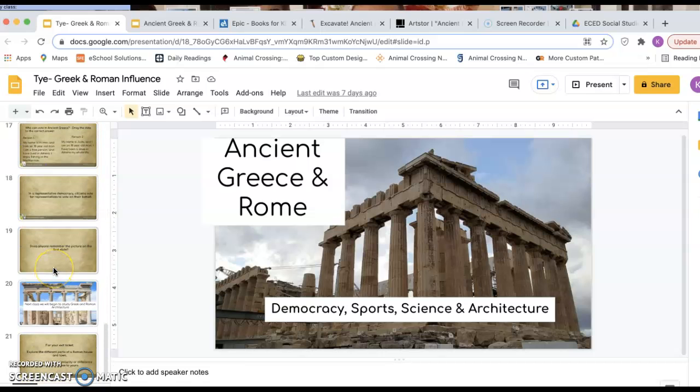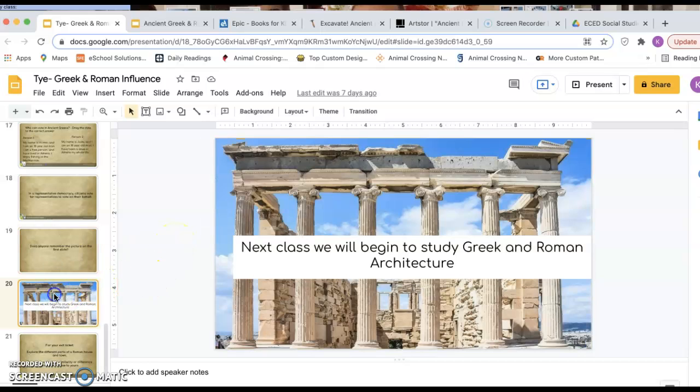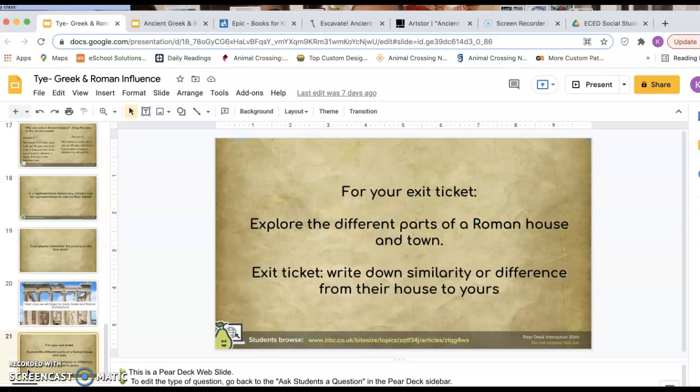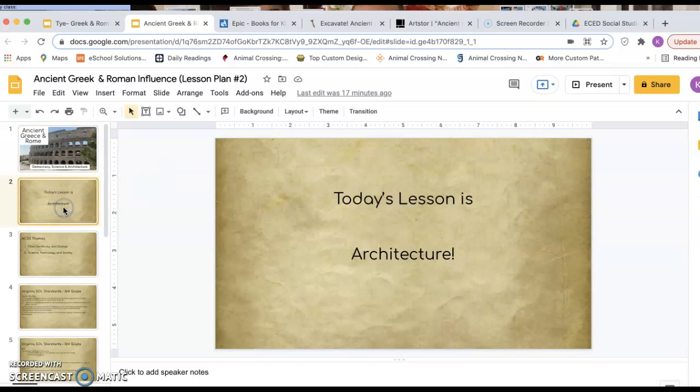And so something I would have done to transition out of that day and prep for lesson 2 is I would have asked the kids if they remembered the picture on the first slide. And that's the Parthenon, and I would tell the kids that the next day we're studying ancient Greek and Roman architecture. And so a little exit ticket is I would have showed them a graphic visual of a Roman house, and they could have written down any similarities or differences that they see from their house today. So this would have been lesson plan number 2, which is about architecture.